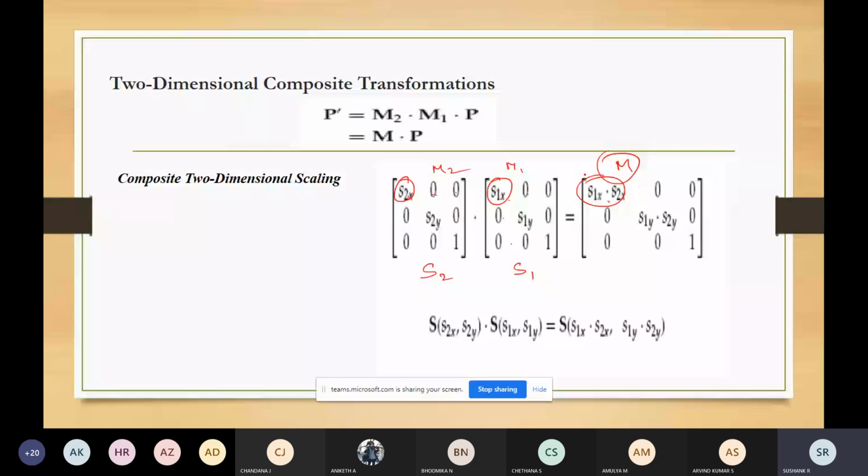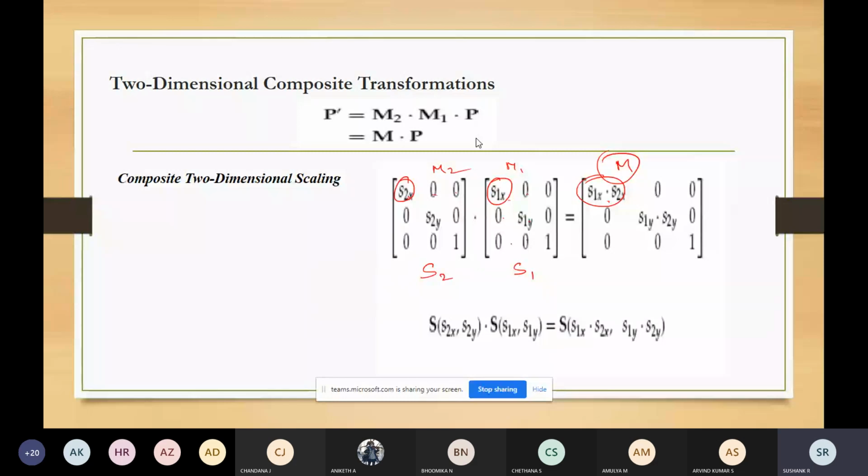So matrix composition means when successive operations are there, and the operations are similar, you don't perform the operation individually. Just multiply the matrices, you'll get the final result. Then that final result you apply to the initial point.